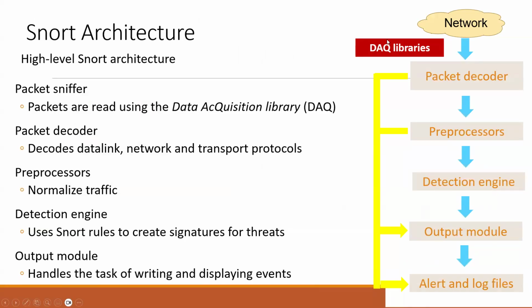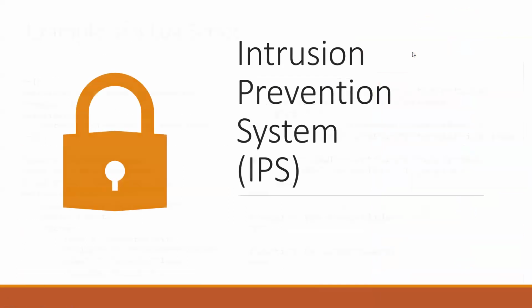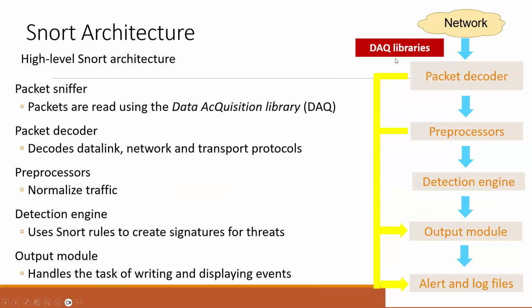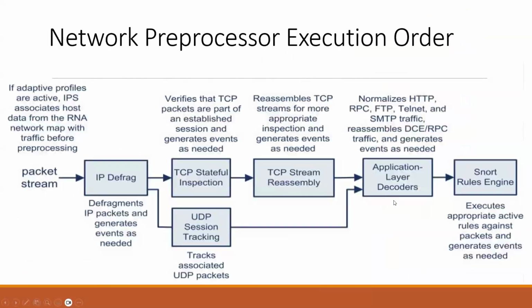So we have something called DAQ, data acquisition queue, something like that, a library. This is part of the IPS, IDS or Firepower structure, where the packets are there in the DAQ, and then you can say decoder, preprocessor, detection engine, output module, alerts and log. So it will detect the file and then it can flag it.